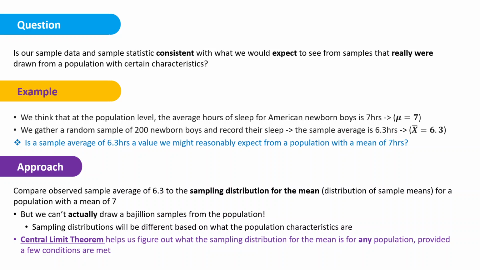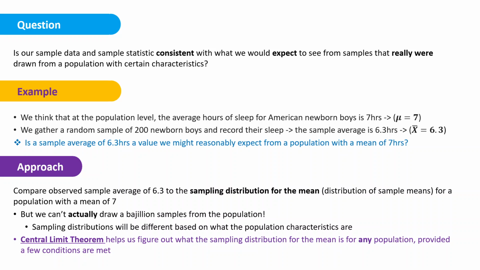And I highly encourage you to play with that sampling app that we went over in the last video, because what you can do is try simulating populations with different characteristics, different shapes, different averages, different standard deviations, and you can see how the sampling distributions change based on those characteristics. So again, the main thing to take away here is that the sampling distributions will be different for each specific population and each specific population characteristic.